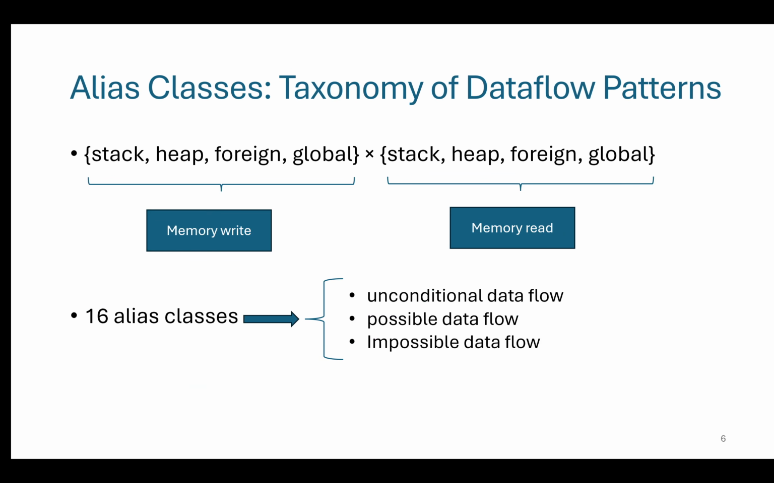Since we want to evaluate the data flow between a memory write instruction and a memory read instruction, for each instruction we have four different categories and alias classes of data flows such as stack, heap, foreign, and global. If we multiply these two categories, at the end we will have 16 alias classes, and for each alias class we can define three different data flow degrees: unconditional data flow, possible data flow, and impossible data flow.